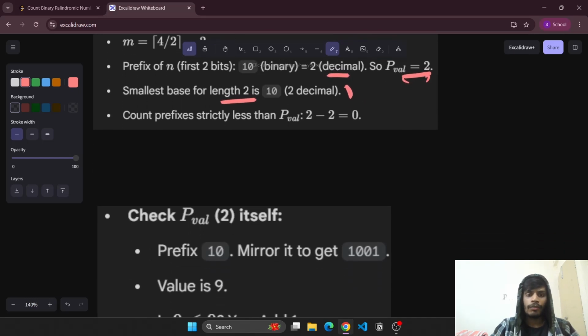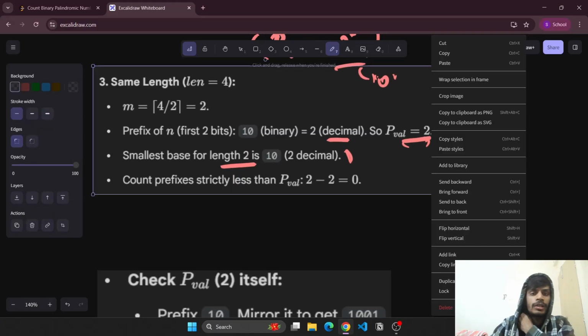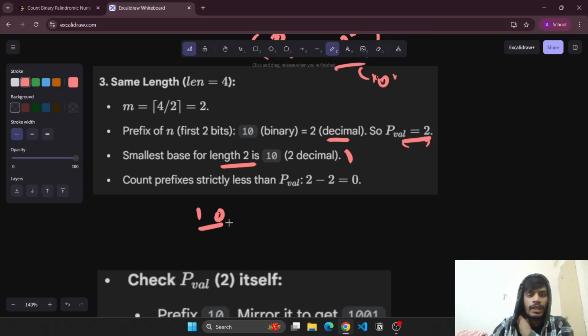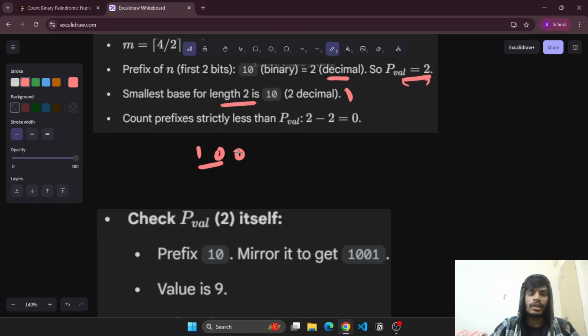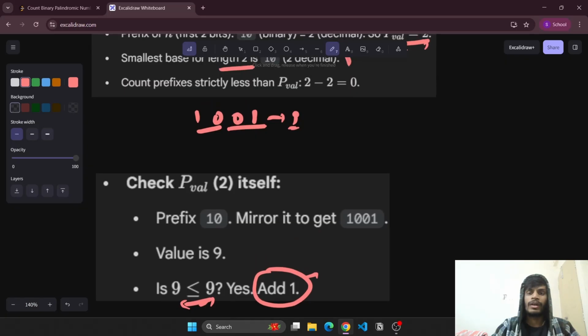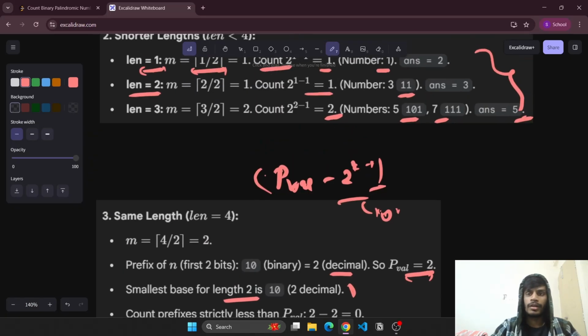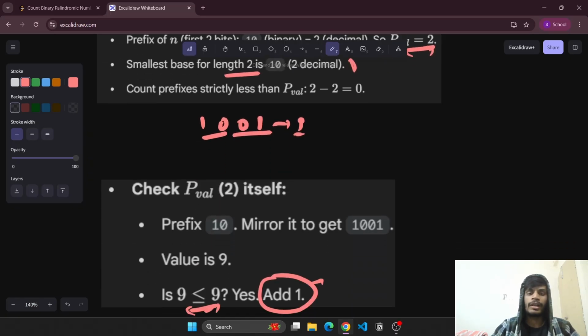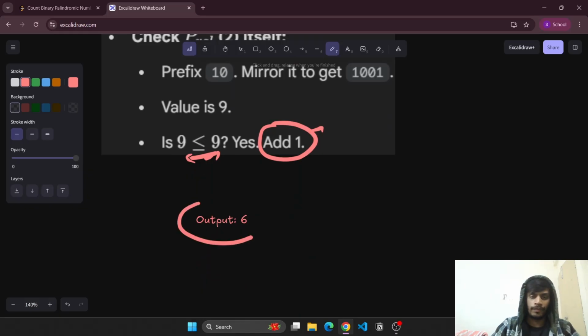Now what about the case where we keep the 1 0 part the same, and then try mirroring this? We keep this same part and create the mirror part, then we see this value is 9, which is less than or equal to 9 itself. Hence we'll be increasing our output by 1, and so far we had the answer as 5. So in the final output it will be 6.